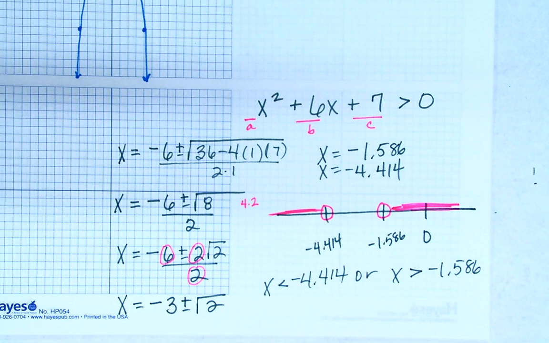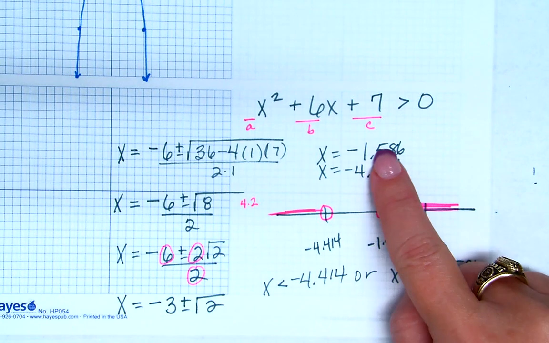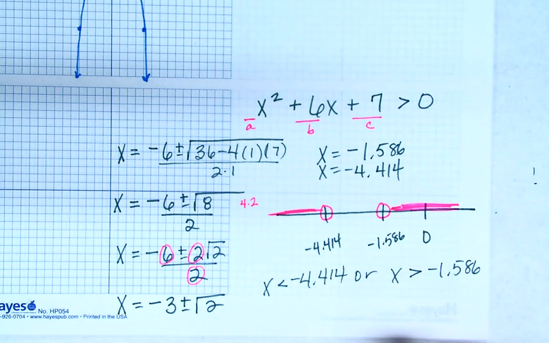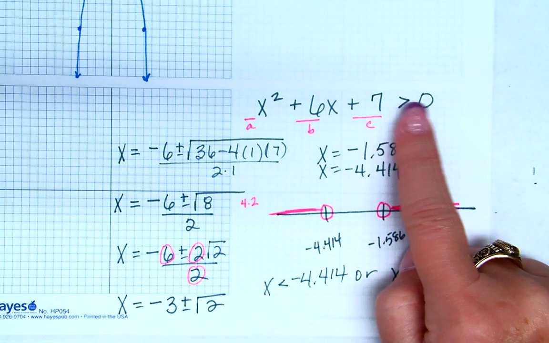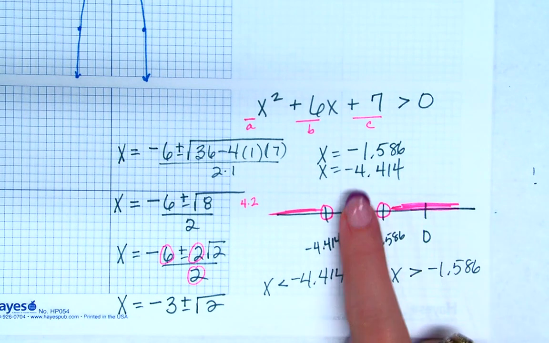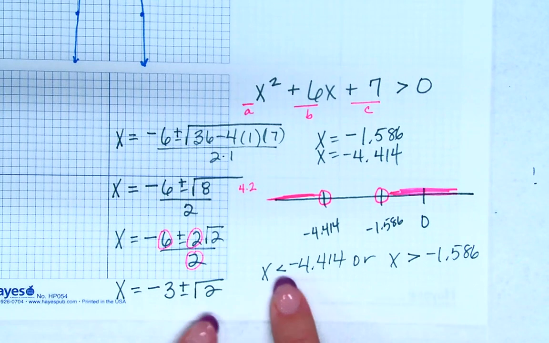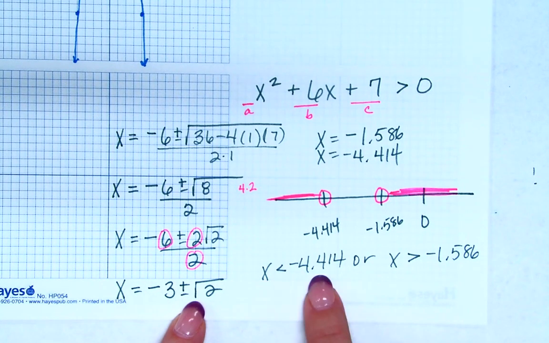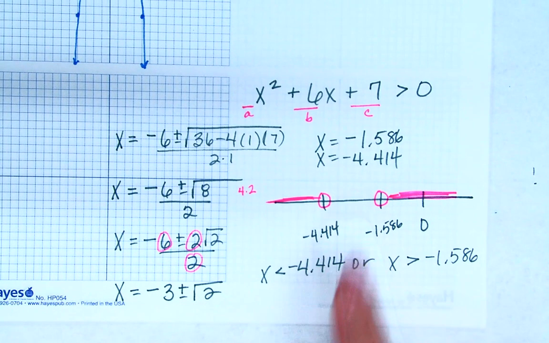Does that make sense? Now, what if this was a less than sign right here? How would that change my answer? Would it change my 2 points? No. Where would I shade? I would shade inside because this would say 7 is less than 0, and that's not true. So I wouldn't shade where the 0 is, I'd shade on the inside, in between the two numbers. And this would be x is greater than that number, and x is less than that number. Do you see why it would be and? Because it would be in between the two?